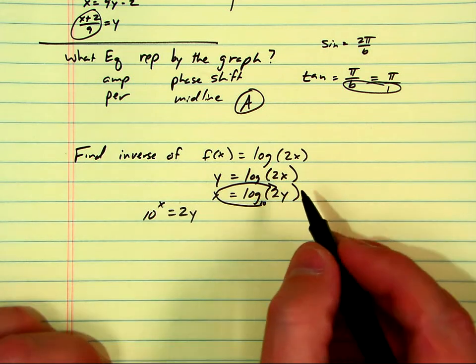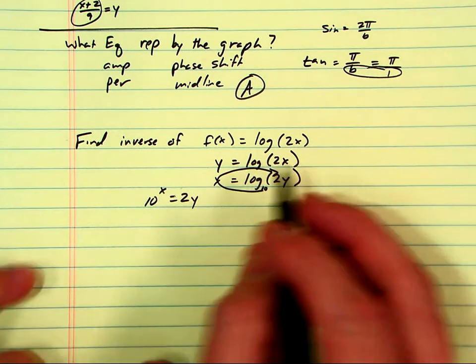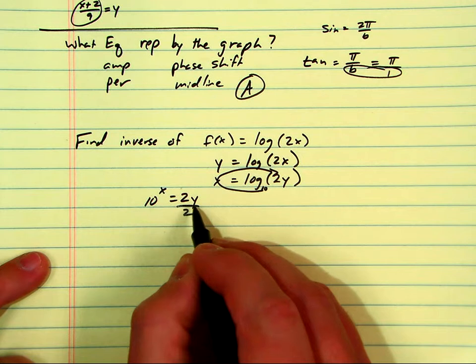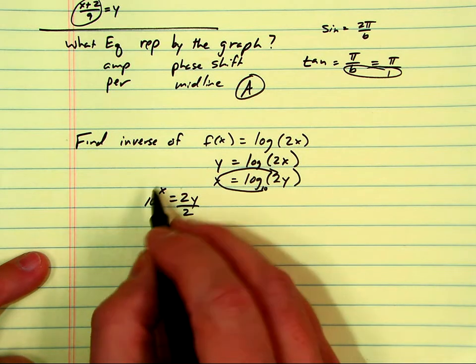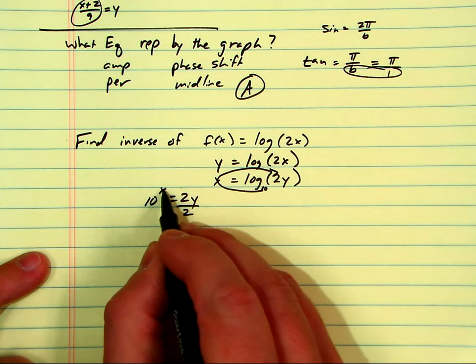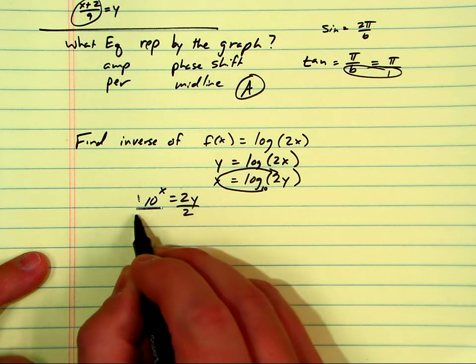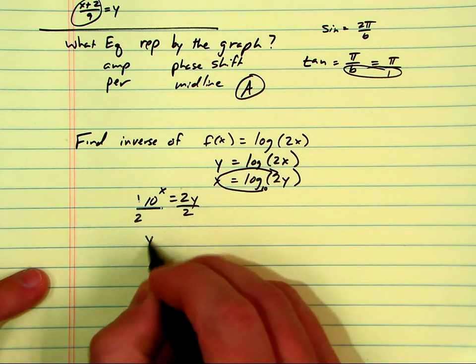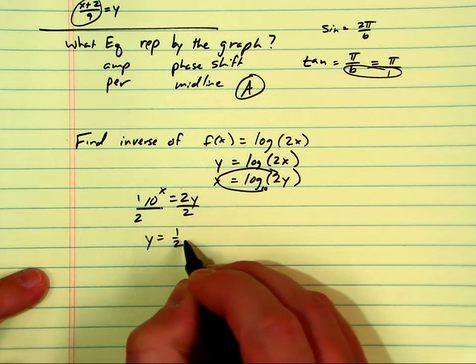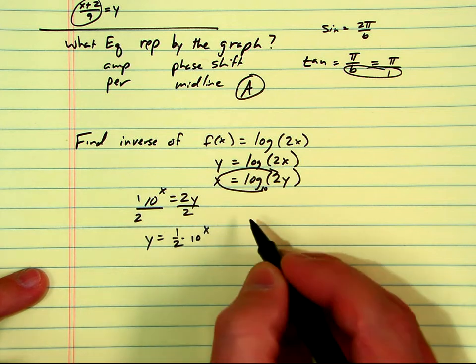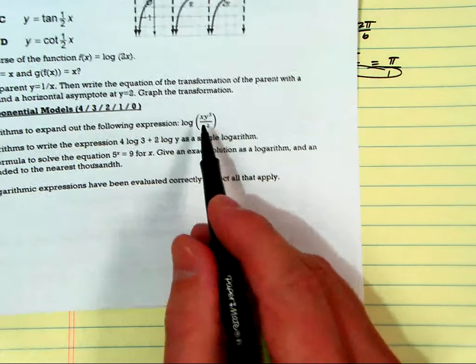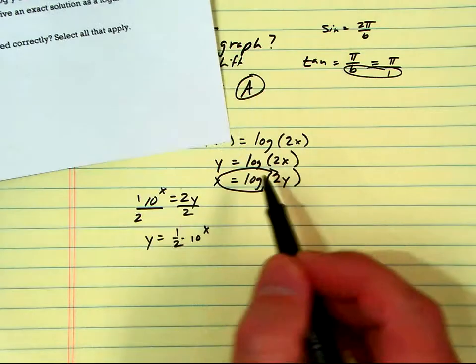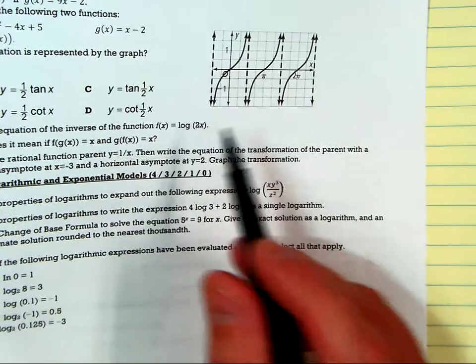Okay? Now here's a mistake a lot of students made on the test. When you divide by 2 to isolate y, you don't divide this 10 by 2 because the exponent acts first. So you're going to be dividing this 1 by 2. So it's actually y equals 1/2 times 10 to the x. And that's how you find the inverse of any logarithmic. And of course, you can go back and forth to an exponential. All right, that's it.